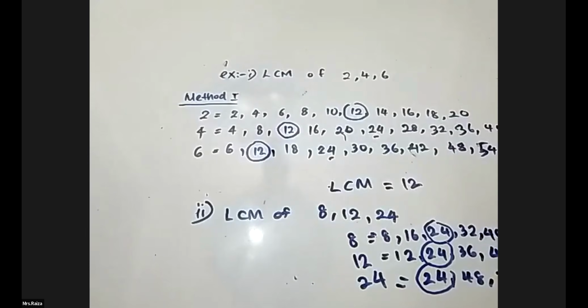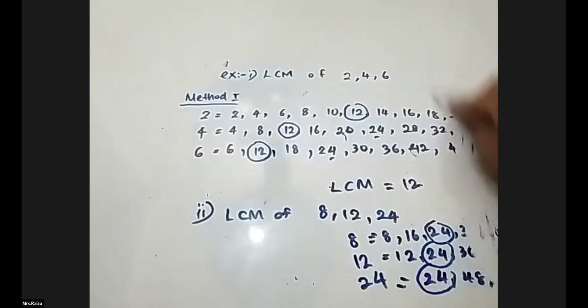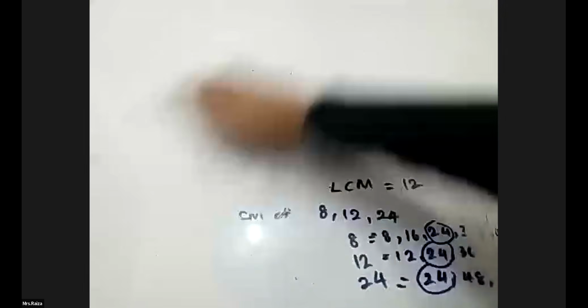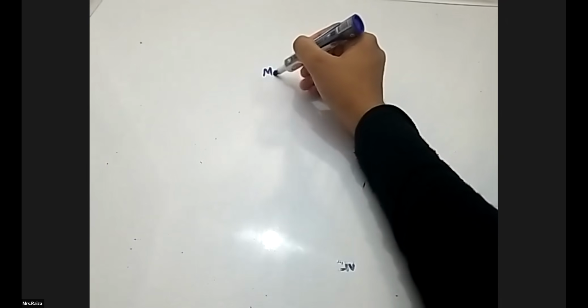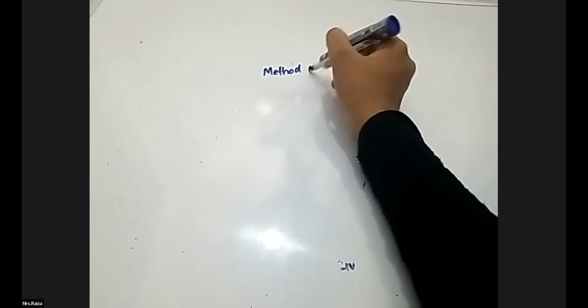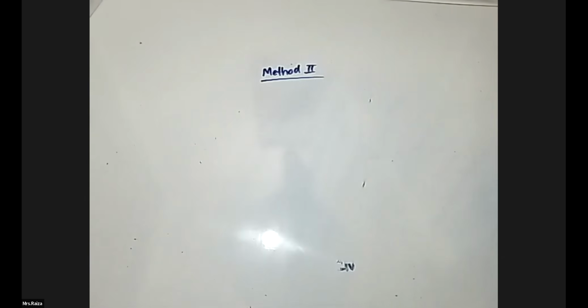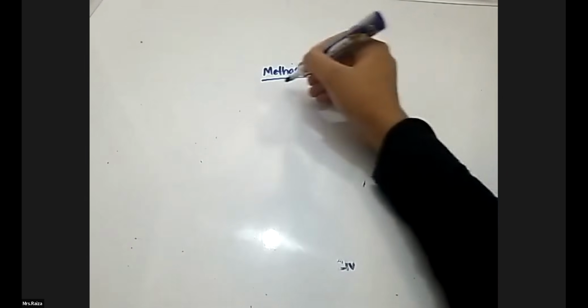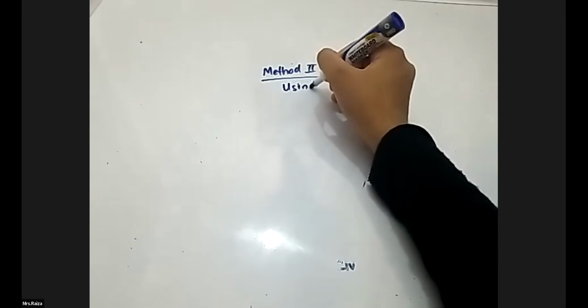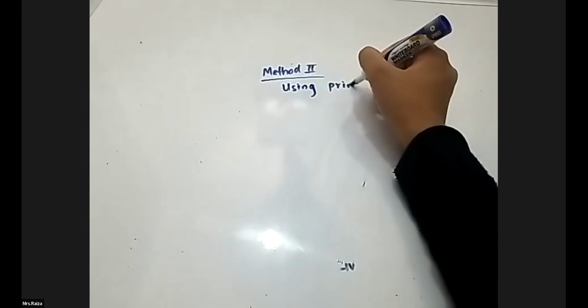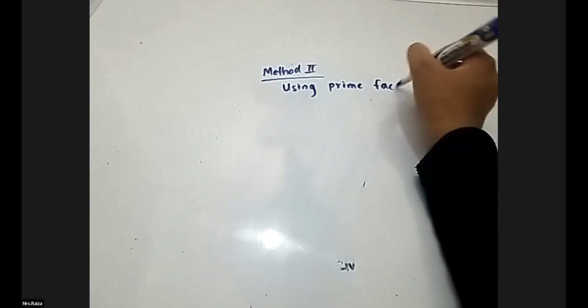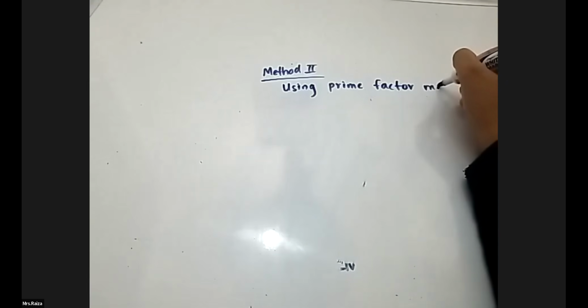So now we are going to method 2. Listen carefully. You can choose what is the easiest method for you. Now look at the board. I'll take method 2. Okay, now method 2 is called as using what? Prime factors. Using the prime factor method.